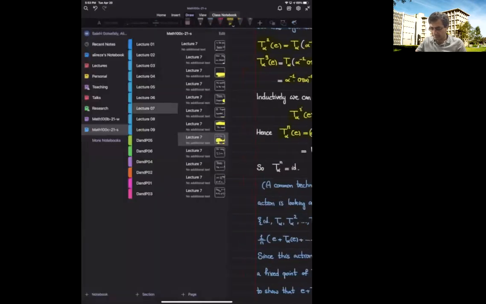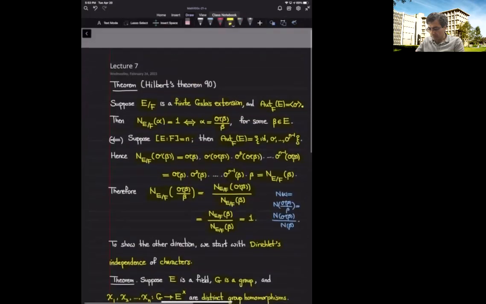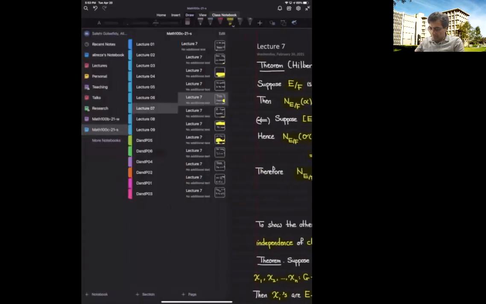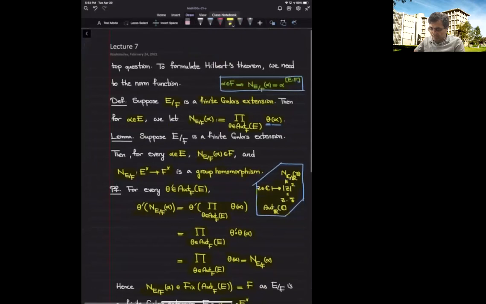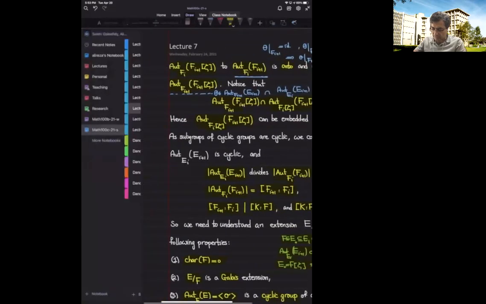But remember that this is a cyclic group generated by sigma, and where were we?